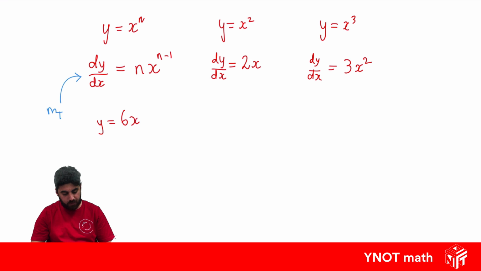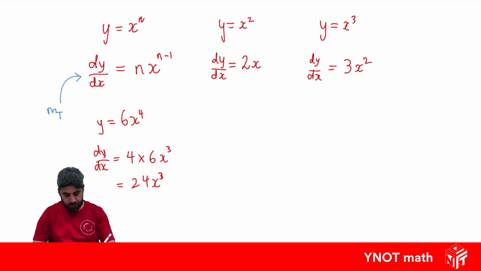Y equals 6x to the power of 4, dy dx, bring that 4 to the front, and we're going to multiply it by the coefficient because the coefficient of x is not 1 this time, and minus 1 from the power to get 3, and we can simplify this into 24x cubed.